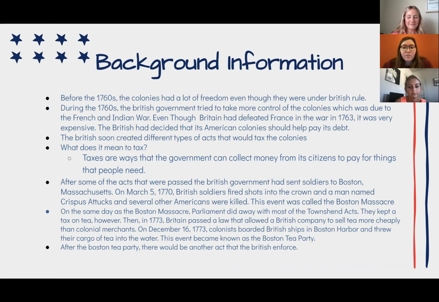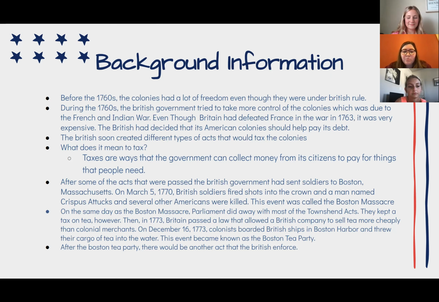So before we get into the video and timeline worksheet, we would like to provide them some background information about the war. So just stating some facts that before the 1760s, the colonies had a lot of freedom, even though they were under British rule. And then the British government tried to take more control, which was due to the French and Indian War. So all of this is just kind of continuing why the American Revolutionary War happened.